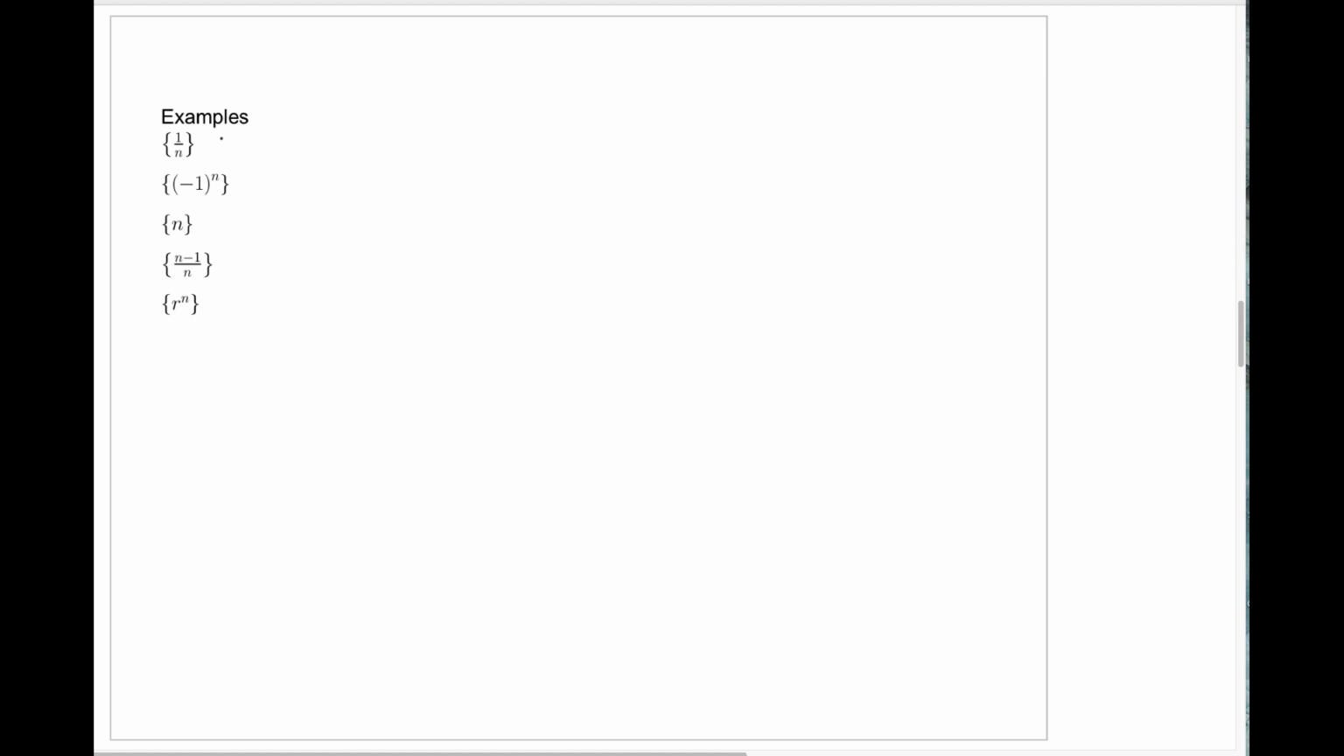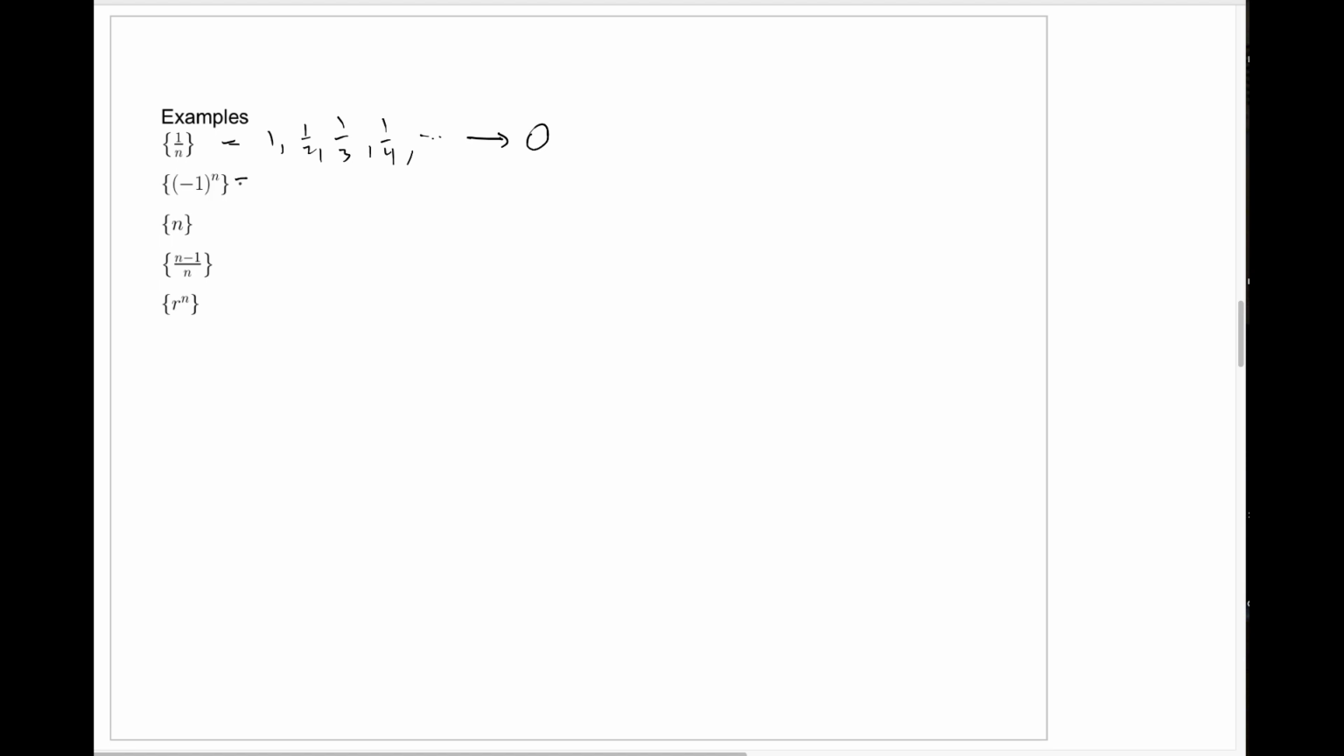Here we have the sequence 1 over n. Remember, this is the sequence 1, 1/2, 1/3, 1/4, etc. Is there some number that the terms of this sequence get and stay close to? Well, it should be clear that this sequence has limit 0. If you go out far enough in the sequence, the terms will get arbitrarily close to 0. You want the terms to be within 1/millionth of 0, go out to the millionth term, and beyond that point, all the terms are within 1/millionth of 0. You want them to be within 1/100 millionth of 0, go out past the 100 millionth term, and we're okay.